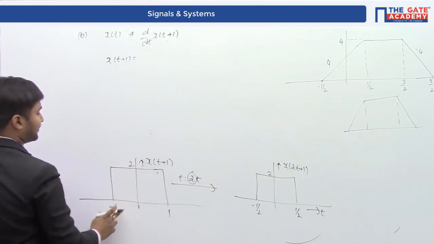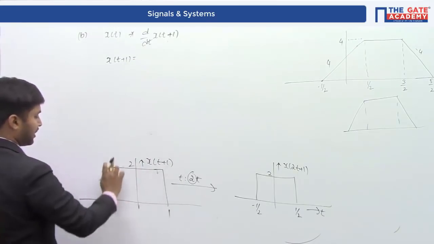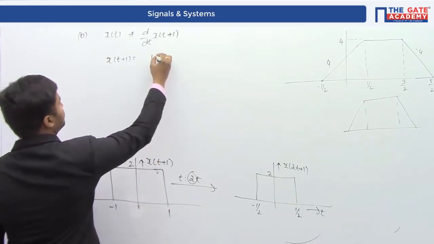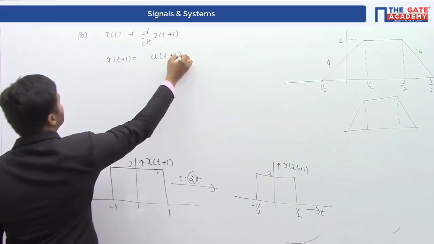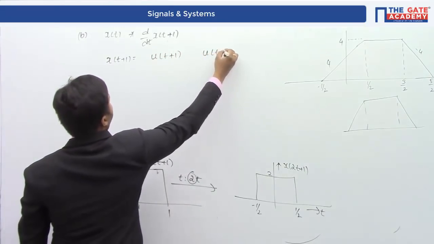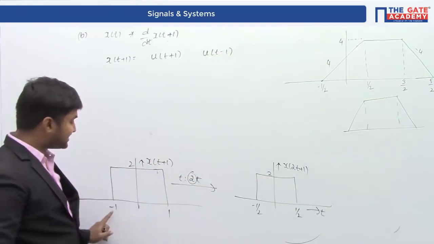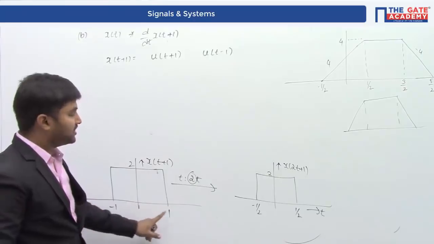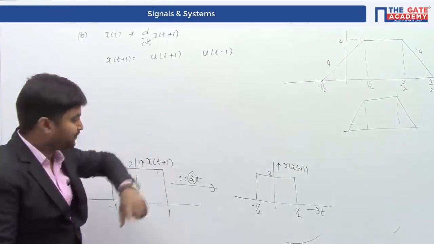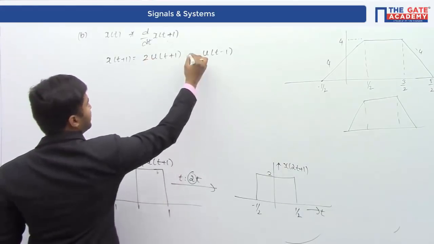Okay, so x of t plus 1 in terms of step functions is going to be what? In terms of step functions, you're having a positive step here and a falling step here. So positive step at t is equal to minus 1, so I can write it as u of t plus 1. And a falling step at t is equal to 1, so I can write it as u of t minus 1. So a rising step is present at t is equal to minus 1, and the falling step is present at t is equal to 1. So u of t plus 1 and u of t minus 1. So how many units here? 2 units. And here it's going to be minus 2 units.